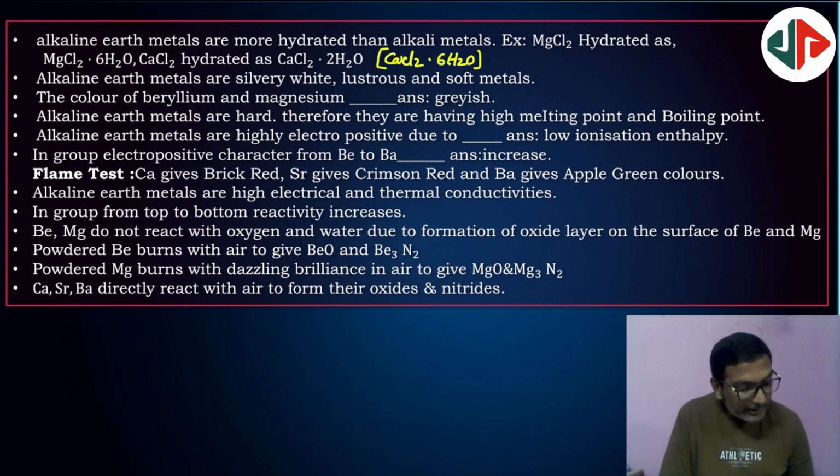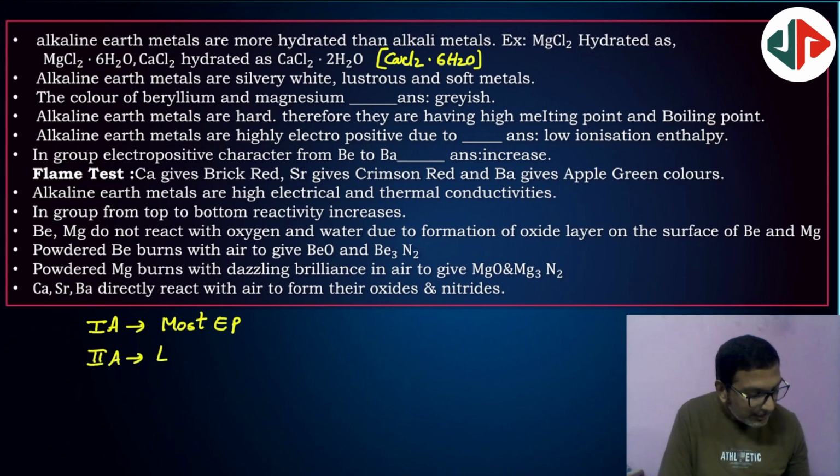Next, alkaline earth metals are hard, therefore they have high melting and boiling points when compared to alkali metals. Next, alkaline earth metals are electropositive due to low ionization energy. But when compared to alkali metals, alkaline earth metals are less electropositive. So 1A group elements are most electropositive. 2A group elements are less electropositive when compared to 1A.